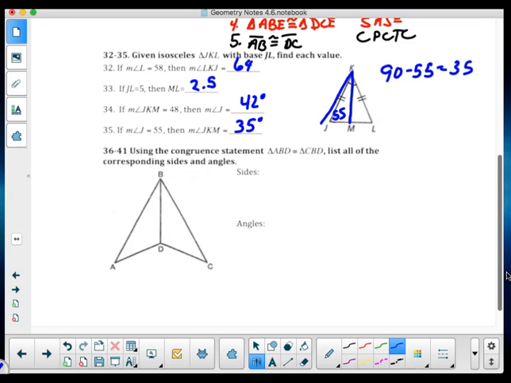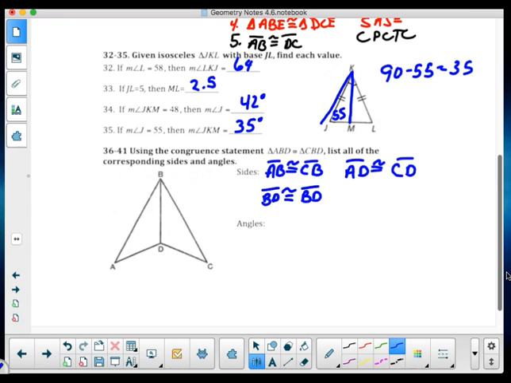In problems 36 through 41, I'm just asking you to use this congruent statement and show me the sides that are congruent and the angles, and we're listing them all. So in order, I've got AB, and let me clean that up. I got side AB's in the same position as side CB. Side BD is in the same position as side BD. And my last side, I've got side AD is congruent to side CD. Okay, order matters when we're doing this.